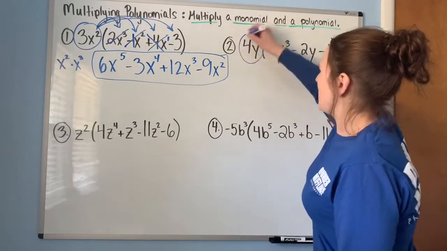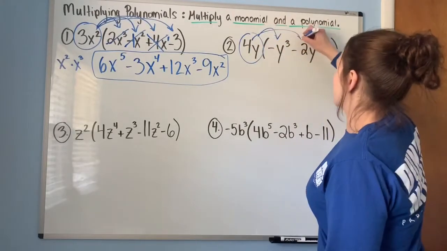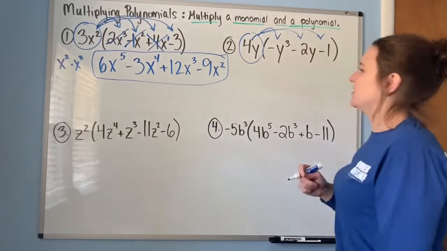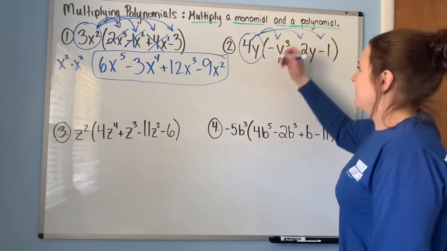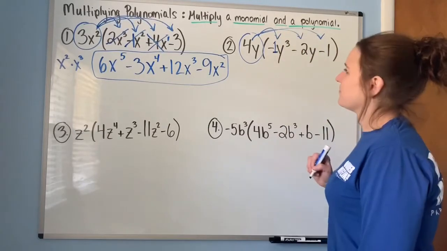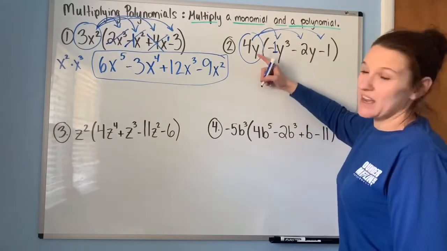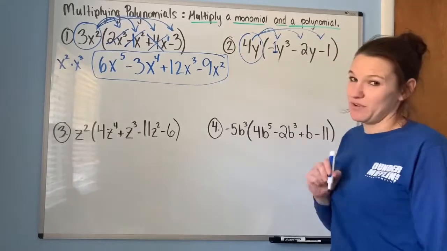All right, here's my monomial. We're going to distribute this to the polynomial. This has 3 terms, so we call it a trinomial. Technically, this is a negative 1. And don't forget, the exponent on this guy is a 1. I'm going to put that in there so we don't forget.